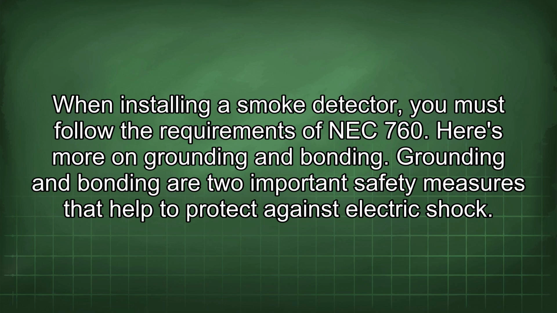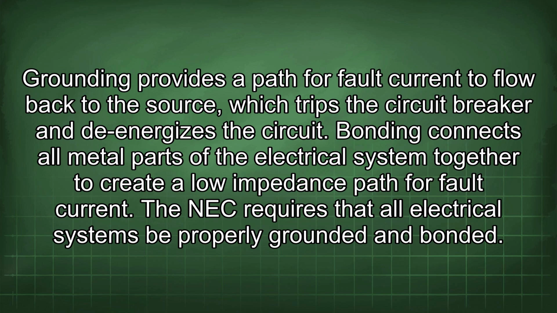Grounding and bonding are two important safety measures that help to protect against electric shock. Grounding provides a path for fault current to flow back to the source, which trips the circuit breaker and de-energizes the circuit. Bonding connects all metal parts of the electrical system together to create a low impedance path for fault current. The NEC requires that all electrical systems be properly grounded and bonded.